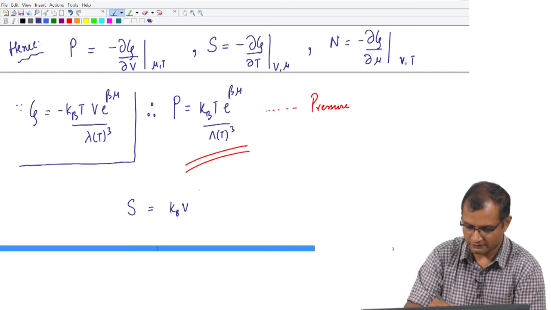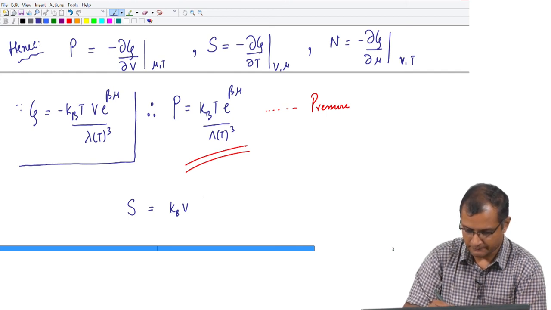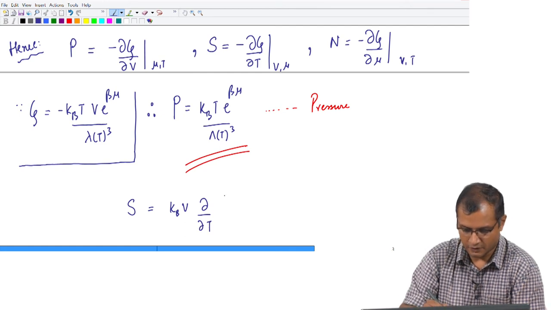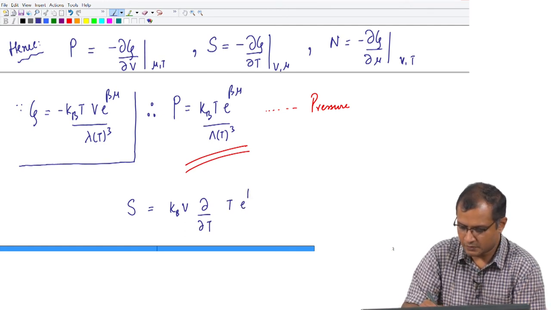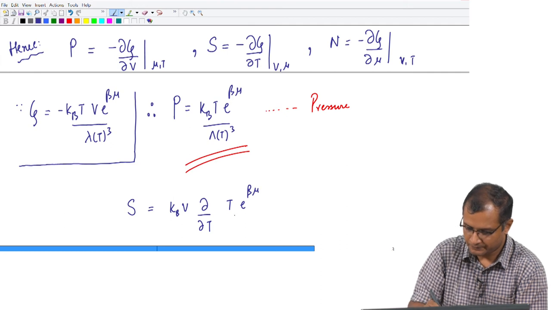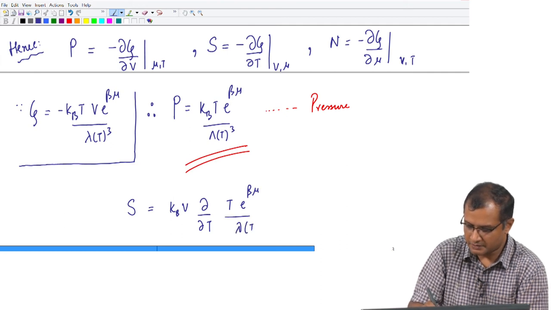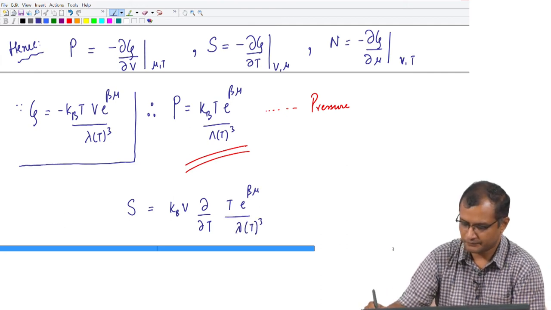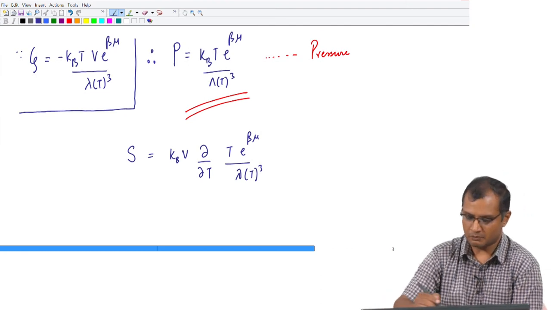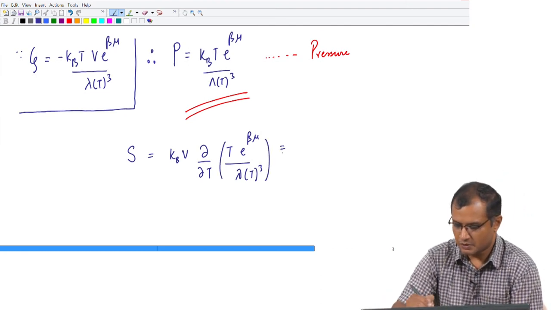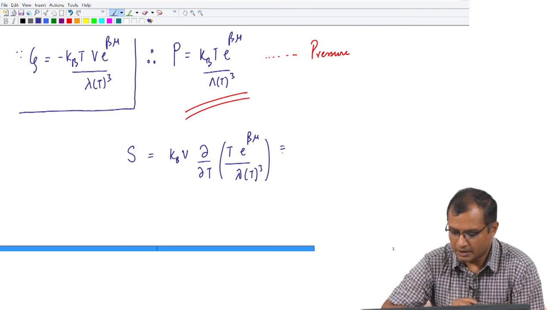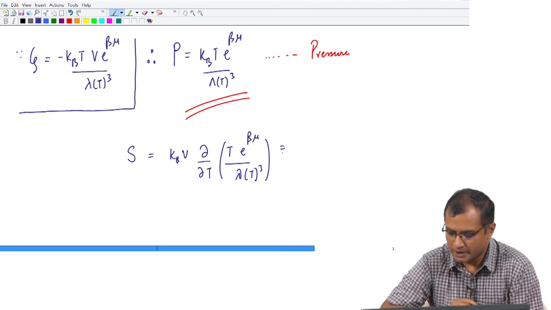So, I am going to first write down the temperature derivative of T e raised to beta mu over lambda T to the power 3. Okay. So, K B, the Boltzmann constant, will come out. So, we can do it in a few steps.